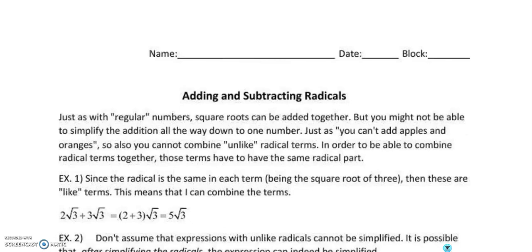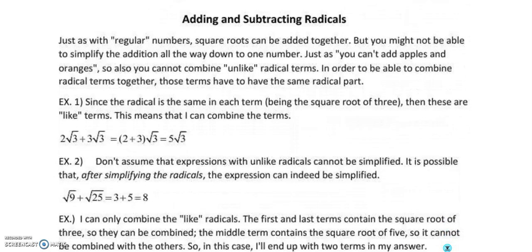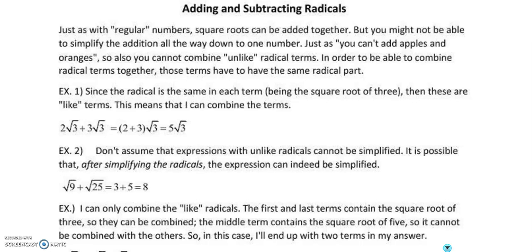So just as with regular numbers, square roots can be added together, but you may not be able to simplify the addition all the way down to one number. Just as you can't add apples and oranges, you also cannot combine unlike radical terms. In order to be able to combine radical terms, those terms have to be the same radical.